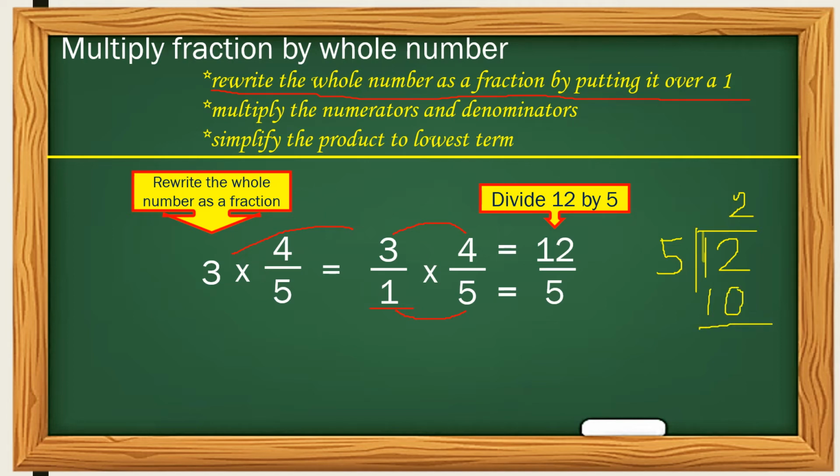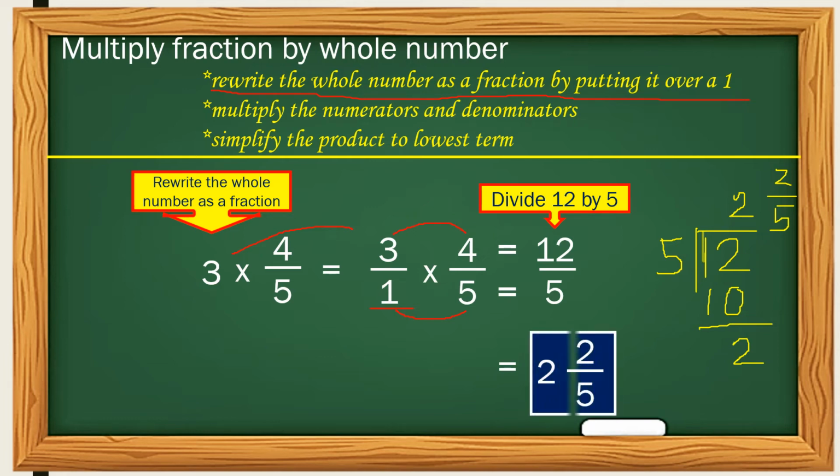And let us subtract. 2 minus 0 is equal to 2. And 1 minus 1 is equal to 1. So our final answer is 2 and 2 over 5. Okay, so equals 2. Our answer is 2 and 2 over 5. Okay?